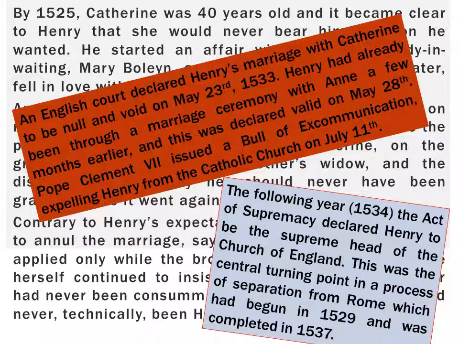And then the year after that, Henry made a law called the Act of Supremacy, which said that he was the supreme head of the church in England. So you've got this whole question of his marriage with Catherine at the central point of an important process of separation from Rome, which began in 1529 and was completed in 1537. It took a number of years for all the different steps to take place.